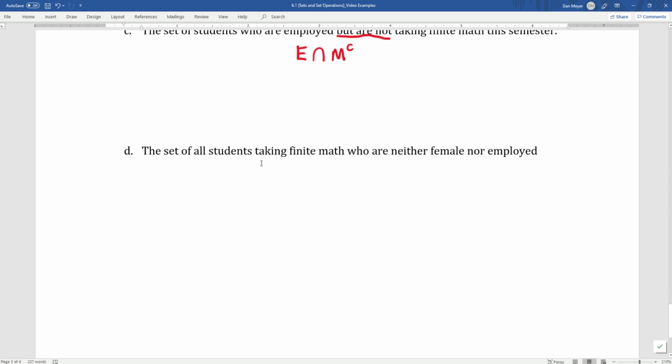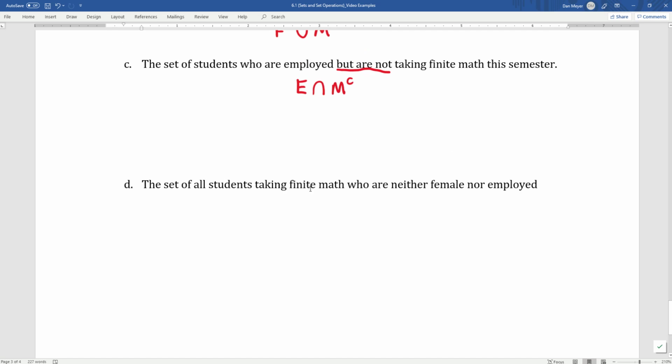All right, and then the last one here, the set of all students taking finite math who are neither female nor employed, okay? So we want them taking finite math. That would be the M set. We also want them to be not female nor employed. They're not female and they're not employed.